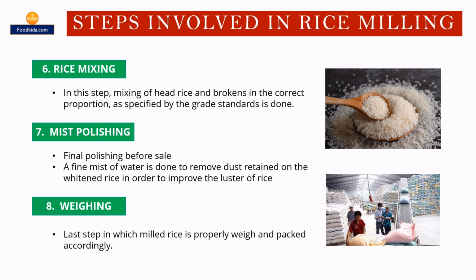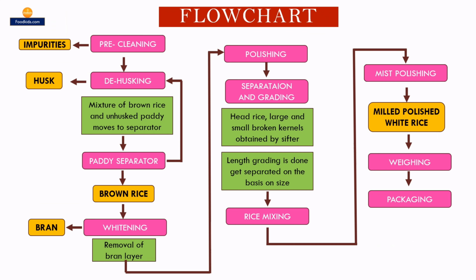And the final and last step is weighing. So in this step, the finally milled rice which is obtained after the milling process is properly weighed and packed into sacks accordingly, and then sold out for further processing. So this is the whole flow chart of the rice milling process.